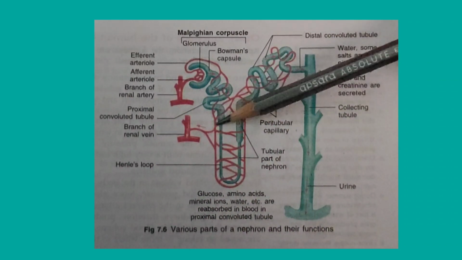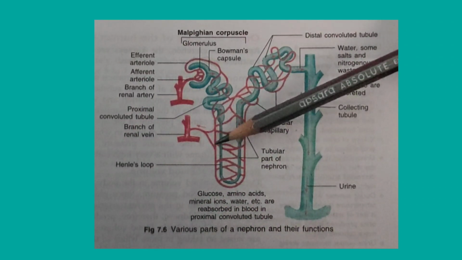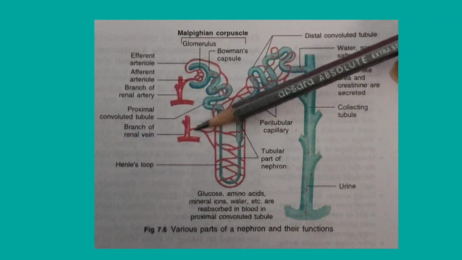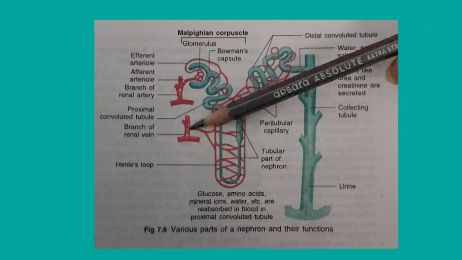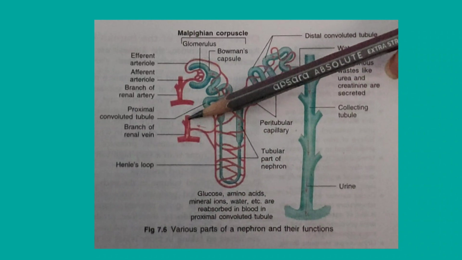Now these peritubular capillaries further form renal venules and then join the renal vein. Now this renal vein again takes the blood back to the heart.